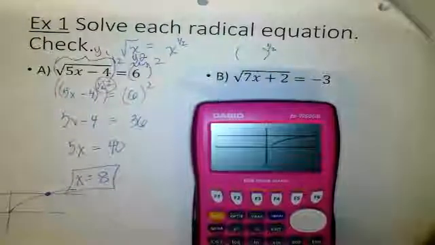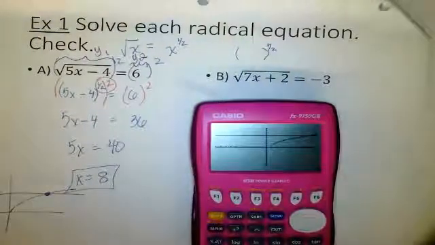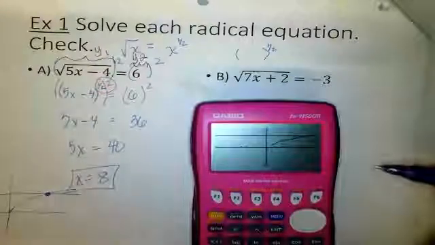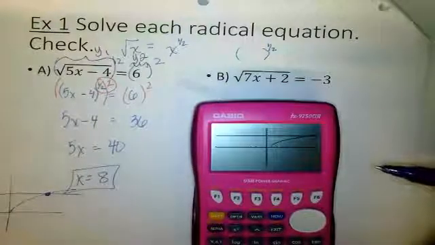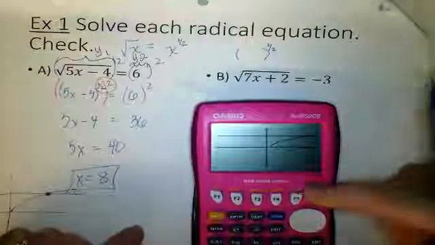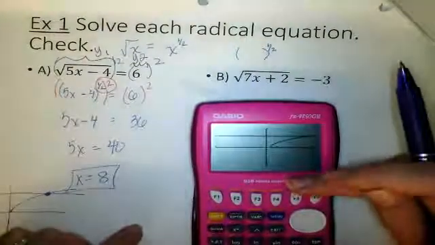Well, on the Casio, it's super easy. On the TI, it's a little bit harder. We can calculate the intersection. So on the TI, right up here is the calculate menu. Do second calc.